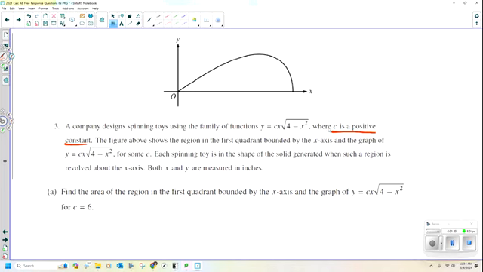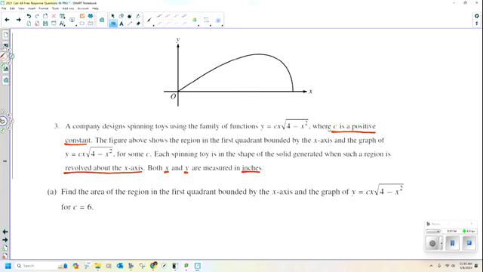The figure above shows the region in the first quadrant bounded by the x-axis and the graph of y equals cx square root of 4 minus x squared for some value of c. Each spinning toy is in the shape of the solid generated when such a region is revolved about the x-axis. Both x and y are measured in inches. Not sure if that will come into play yet, but let's see.